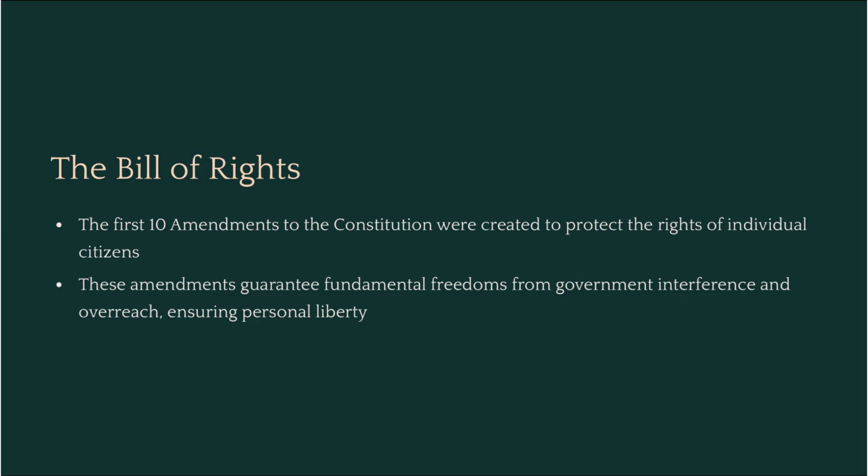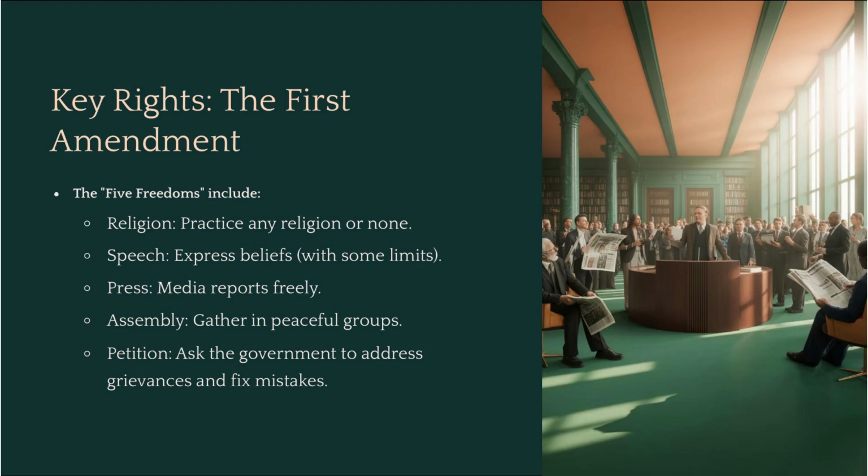The Bill of Rights isn't a list of things the government gives you. It's a list of rights you are born with that the government is not allowed to take away. It guarantees your freedoms from government interference. The most famous of these is the First Amendment. It's a bundle of 5 essential freedoms. First is freedom of religion. The government can't tell you what to believe.